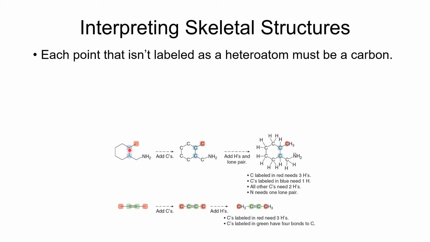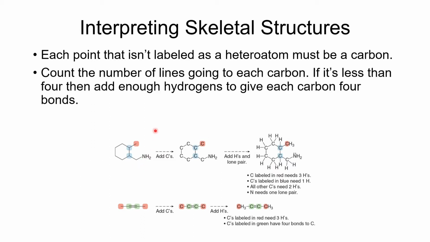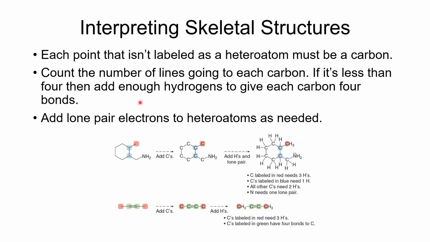And then if there's less than 4 bonds going to any of those, then any remaining up to 4 is going to be hydrogens. So this particular carbon here is going to have 3 hydrogens on it. This one already has 3 lines going to it, so there's only 1 left, so it's going to have 1 hydrogen on it. All of these over here that are the intersection of 2 lines are going to have 2 hydrogens on them. The only hydrogens that we have to draw that we can't leave off are ones that are on heteroatoms. So you just count the number of lines going to each carbon. If it's less than 4, then add enough hydrogens to give each carbon 4 bonds. And then we add lone pair electrons to any heteroatoms as needed if we're going to draw the Lewis structure.